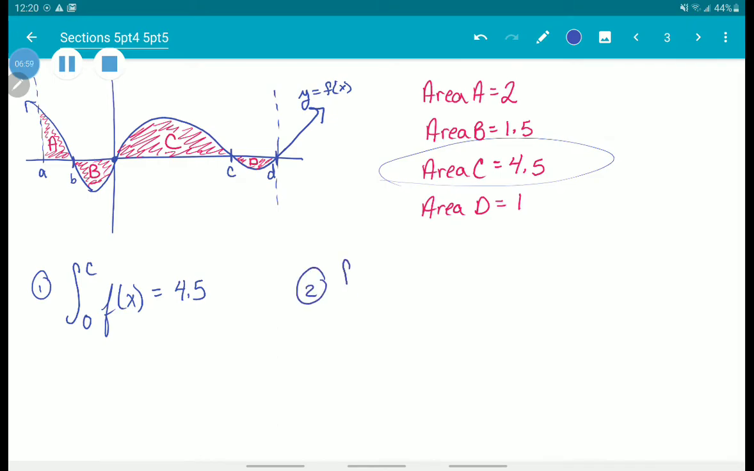Now, what if I want to know the value from C to D of f of x? Let me write the dx's in here to be formative. So C to D would be this piece of the picture. Now notice that lives below the x-axis, but the area inside of there is 1. So our answer has to be a negative number because it lives below the x-axis.